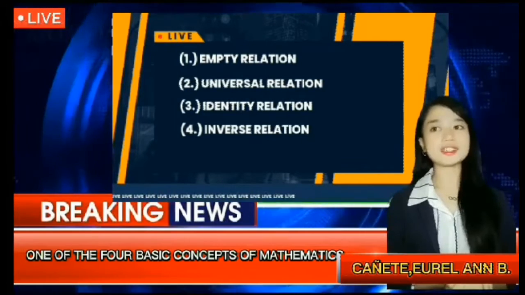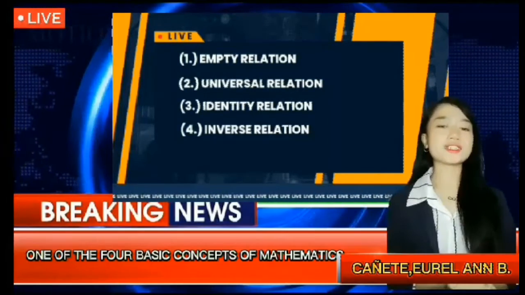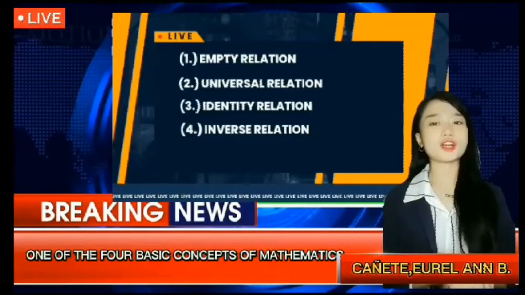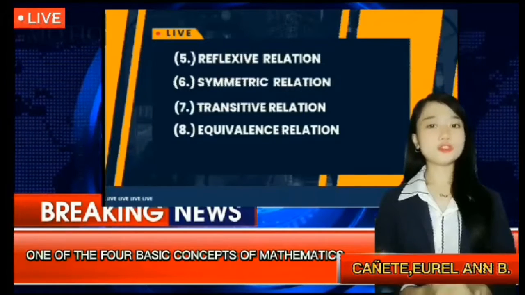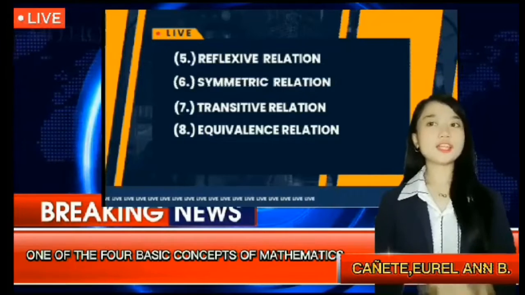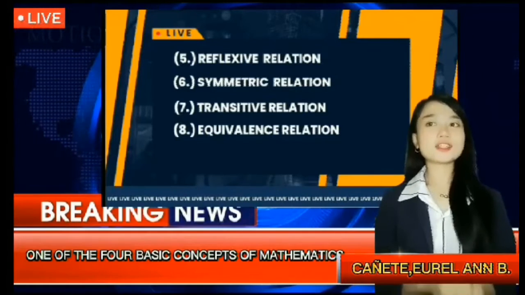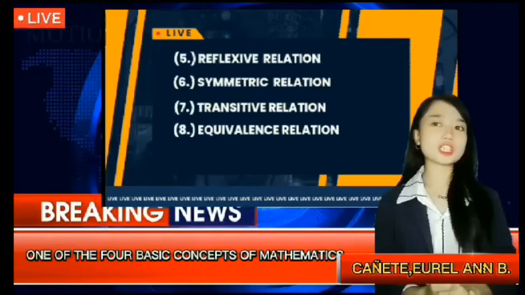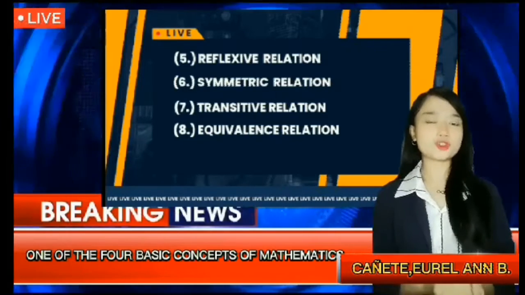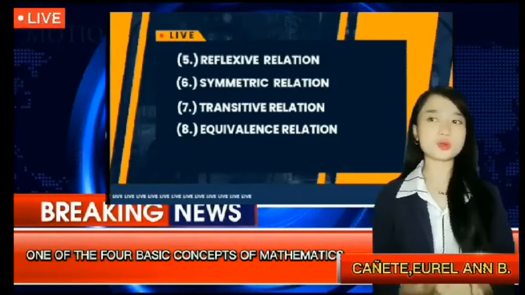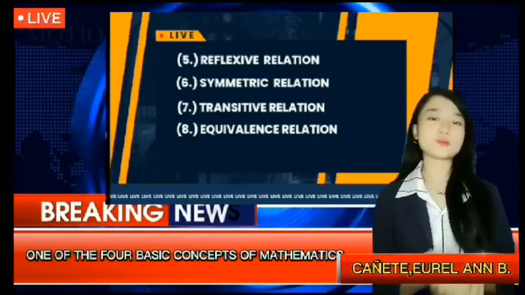And the fourth one is inverse relation. Inverse relation is seen when a set has elements which are inverse pairs of another set. Fifth, reflexive relation. In a reflexive relation, every element maps to itself. The sixth, symmetric relation. In a symmetric relation, if A is equal to B is true, then B is equal to A is also true. In other words, a relation R is symmetric only.